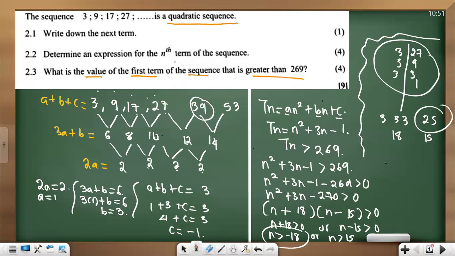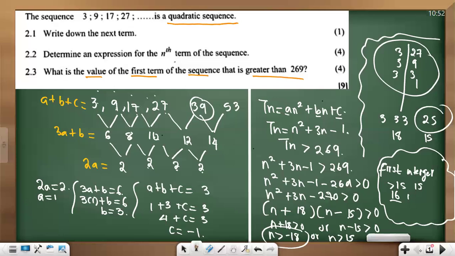Let me try to squeeze it here. Let me make a note: the first integer that is greater than 50 is 60. I hope you get my interpretation. So n equals 60. I'm looking for the first integer that is greater than 50, which is 60.